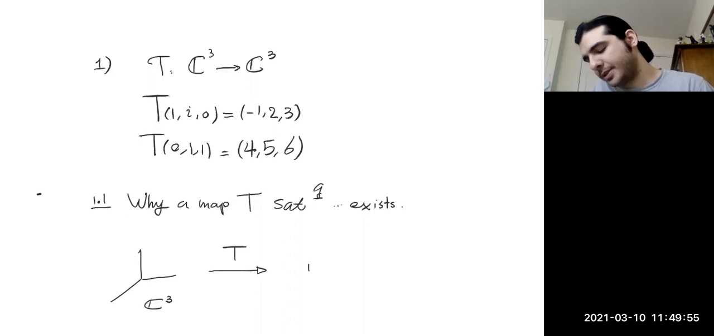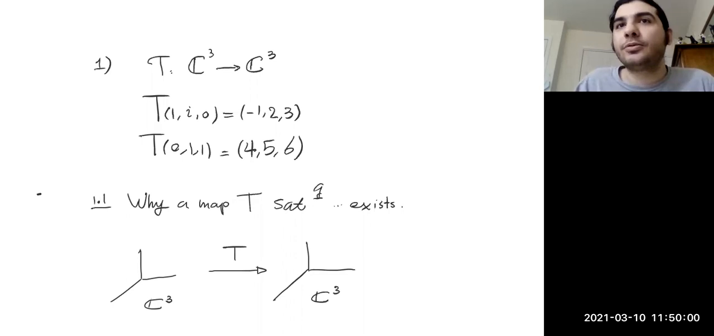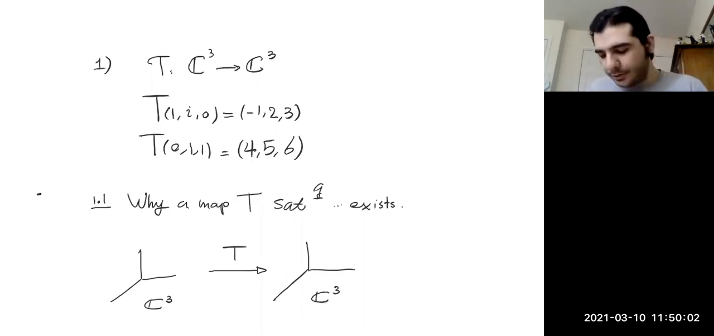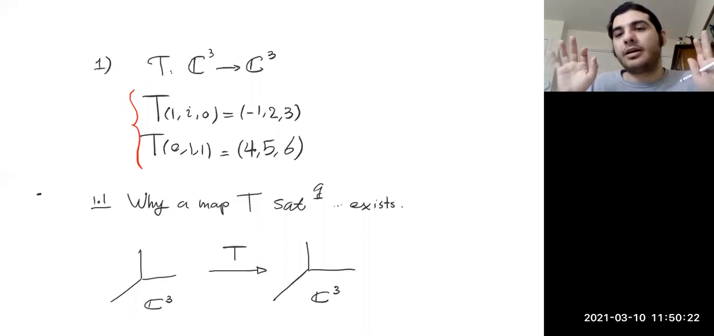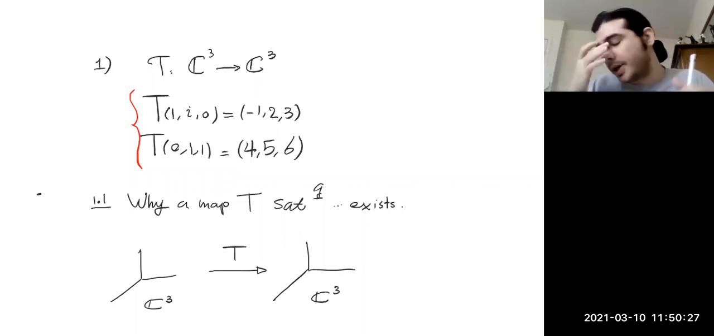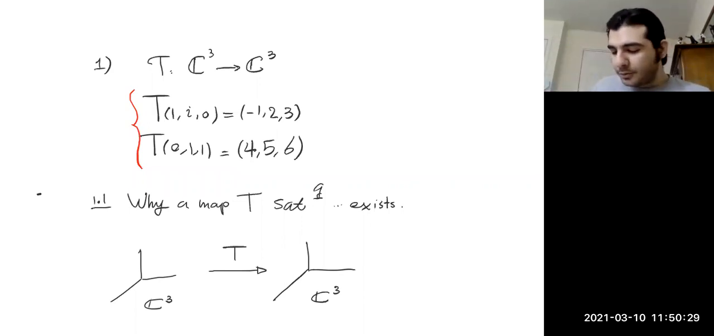So we have a map from C3 to C3. And we know the value of T on 2 points, 2 vectors, these two. And now I want to say why such a map T really exists. So remember, we can define linear maps by only defining their values on a basis, right? Or on linearly independent vectors which generate all the space. So there are two possibilities.